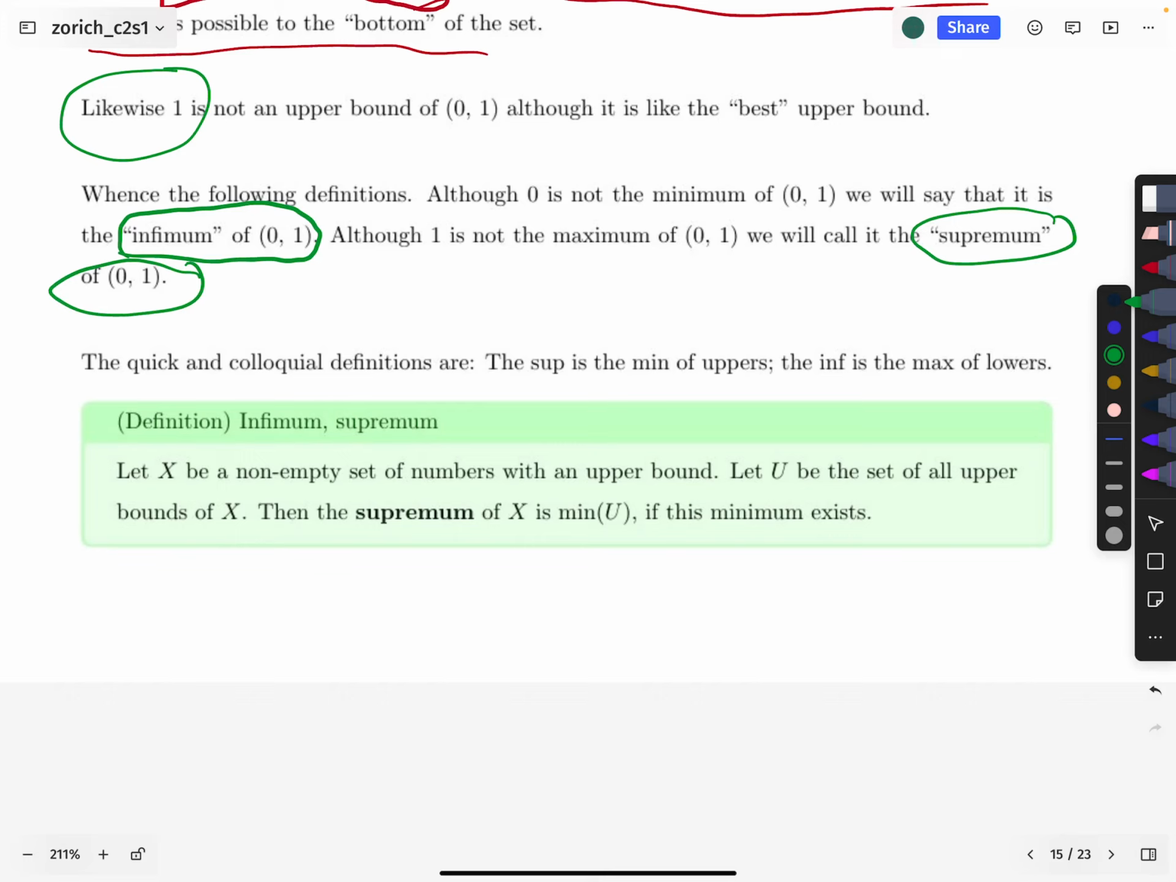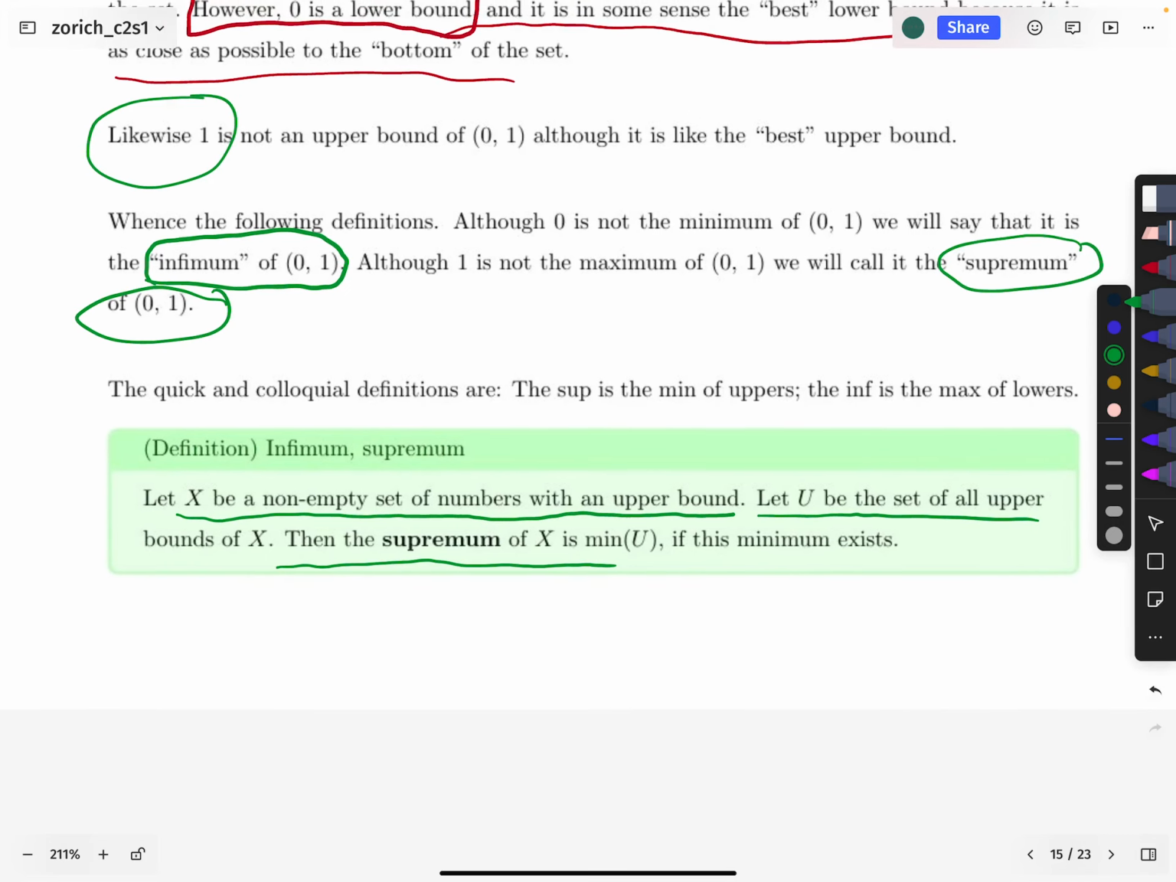Okay, let's define it. Let X be a non-empty set of numbers with an upper bound. Let's say that U is the set of all of the upper bounds of X. In that case, we say that the supremum of X is the minimum of U, if this minimum exists.